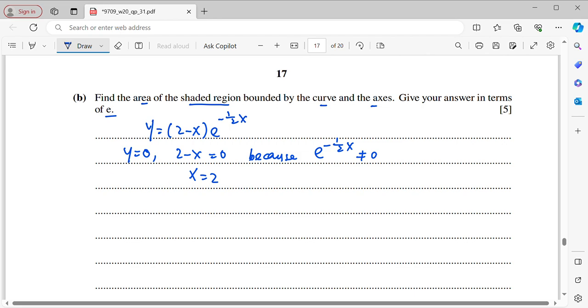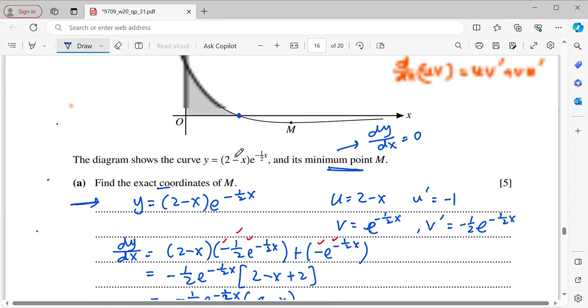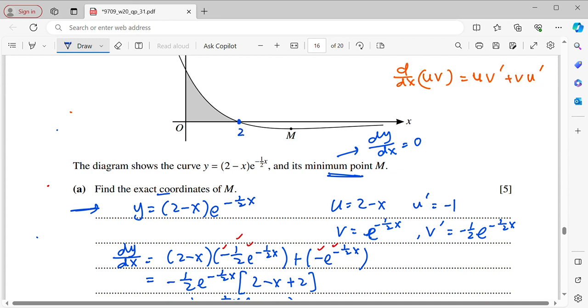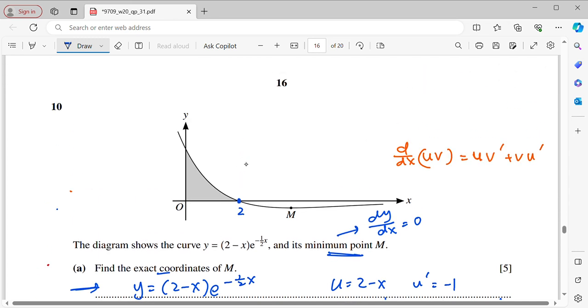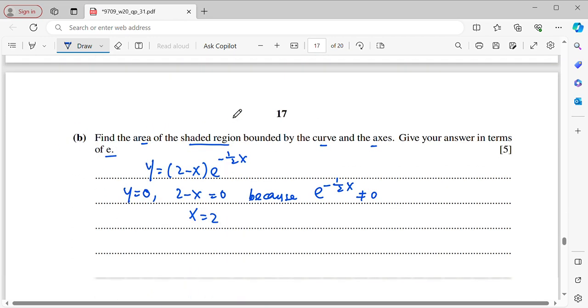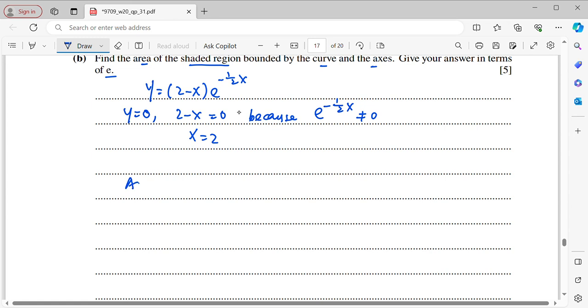Therefore, I know that this is going to be 2. So now my region is from 0 to 2 and then this graph. So now I have to integrate the graph from 0 to 2. When we need to do this integration, since this is multiplication of two terms, that means this is going to be integration by parts, right?